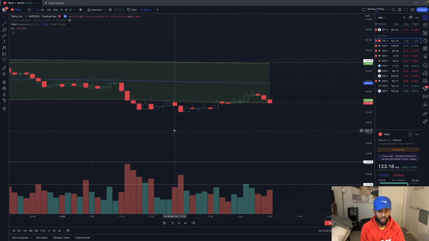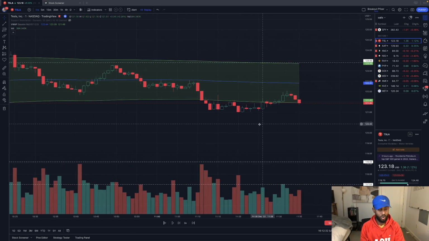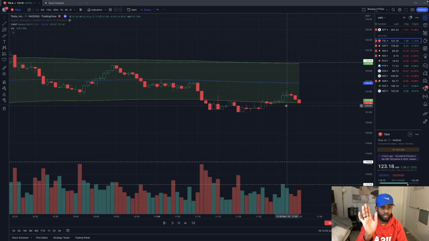Now I can see, okay, maybe it is finding support at the bottom of this VWAP. Now I see a candle. This has 280,000 shares of volume. I see there's a candle here. The volume is doubled. I see another candle here, 376,000 shares. That's more volume. That's how we read volume. You need volume to push something up, and you need volume to push something back down.